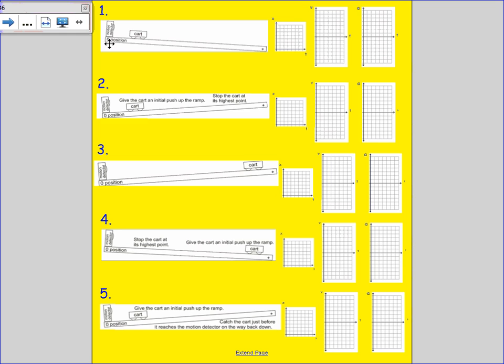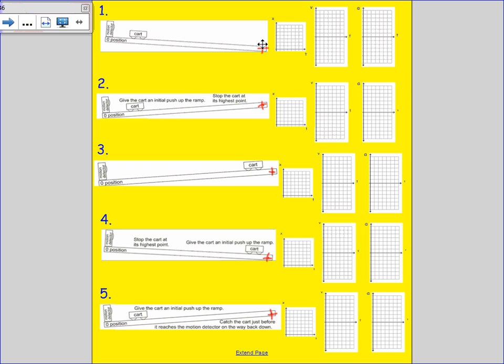1, it has a 0 position. The 0 position stands for the origin. Then, notice that it has a cart on a ramp, and it shows you which direction is positive. The positive right here indicates which direction is the positive direction, and I'm highlighting those in all examples. Finally, it has a motion sensor that is going to record what the motion is doing.